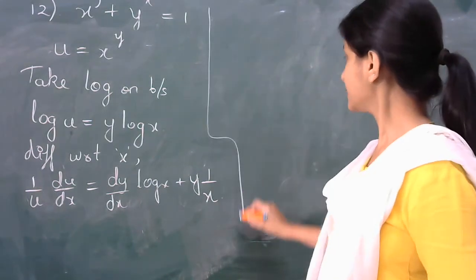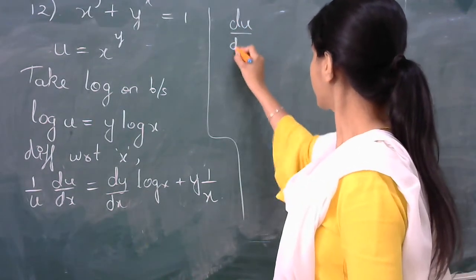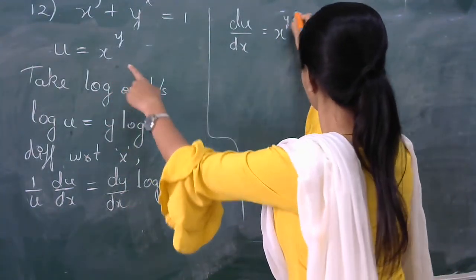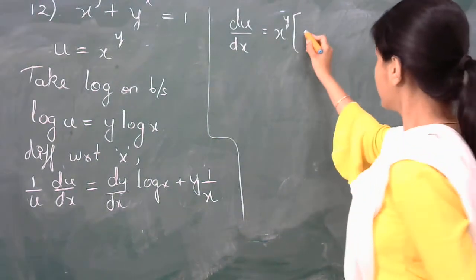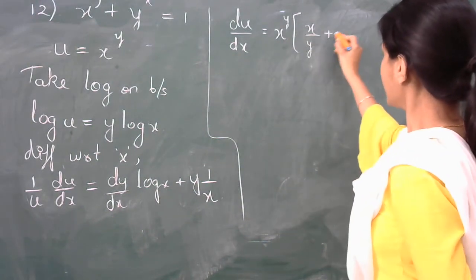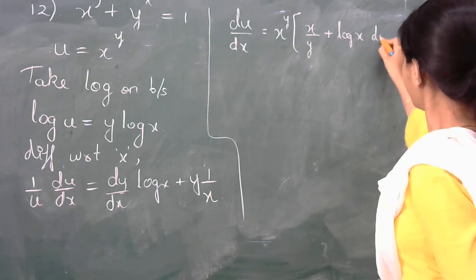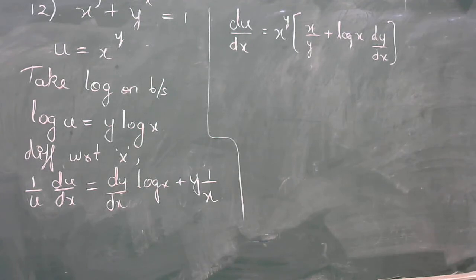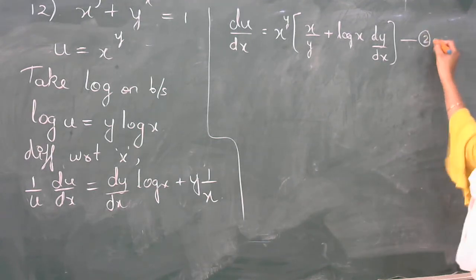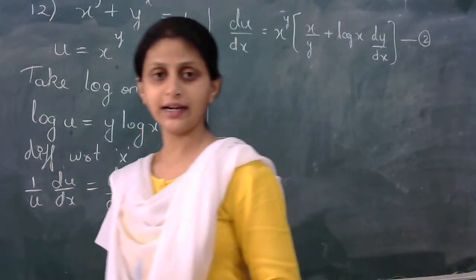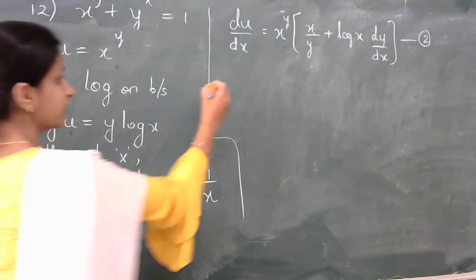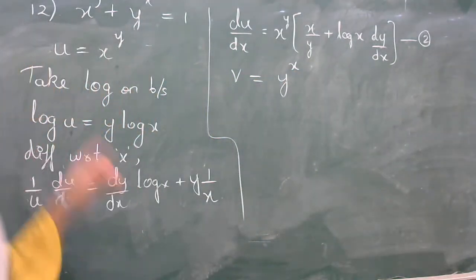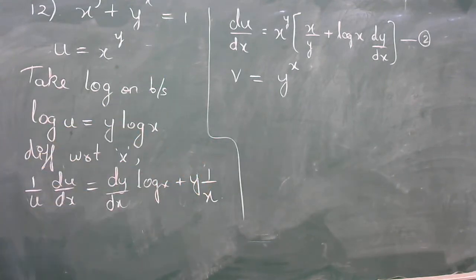So if you simplify this, what you will get? du by dx will be equal to, this u will go on the other side. u is nothing but x to the power y into, what all things you will get? y by x plus log x into dy by dx. Call this the second equation. Now let us find dv by dx also, right? Since v is equal to y to the power x, with a similar procedure we need to find dv by dx.